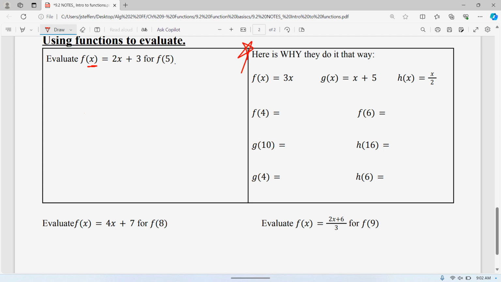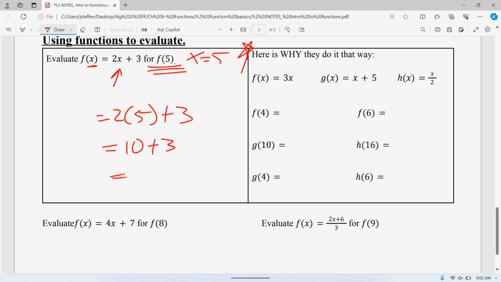If they tell you what is f of 5, we did this yesterday with our graphs, they tell you that the x is equal to 5. Well, the x is equal to 5, you just plug it into this. So we have 2 times 5 plus 3. That's 10 plus 3, that's 13. If you put that as your answer, that's absolutely fine. Honestly, again, I'm not going to fight that battle. But technically, the best way to do it is to label f of 5.